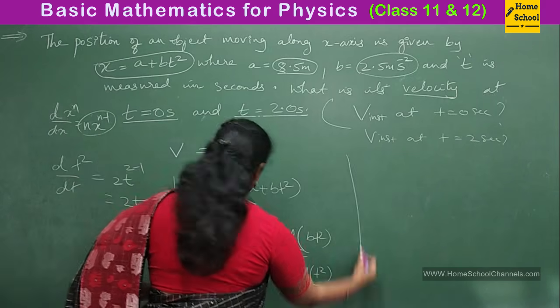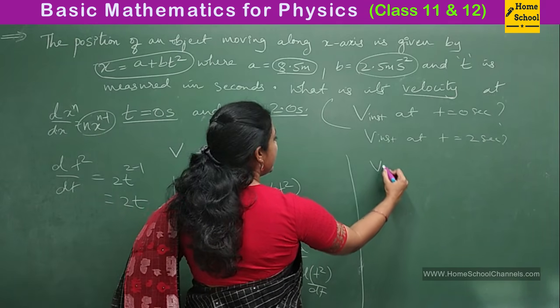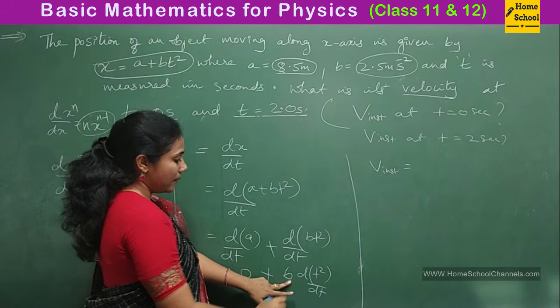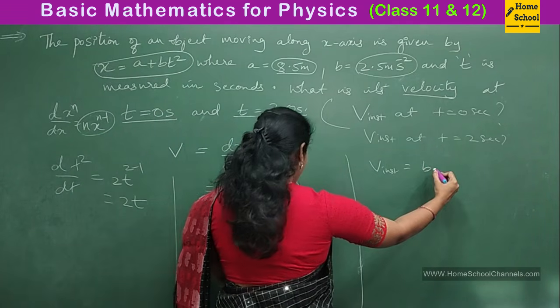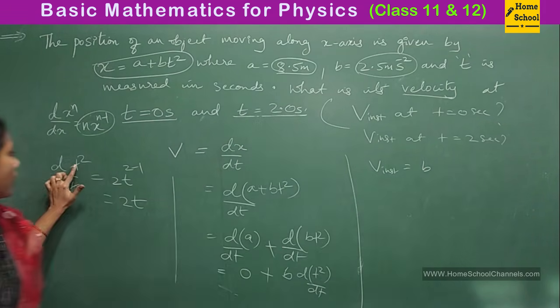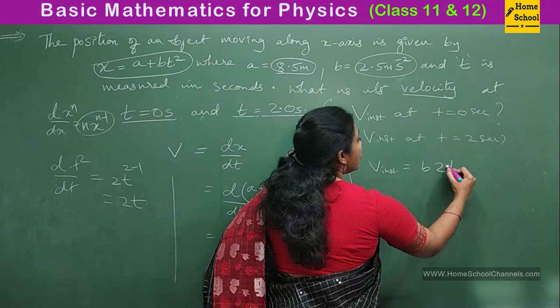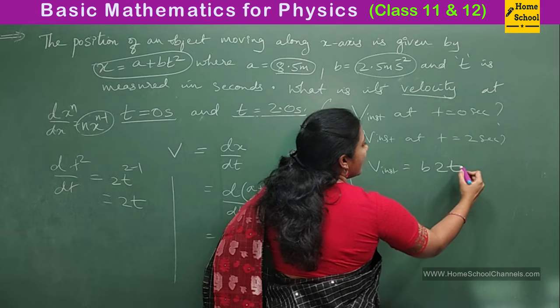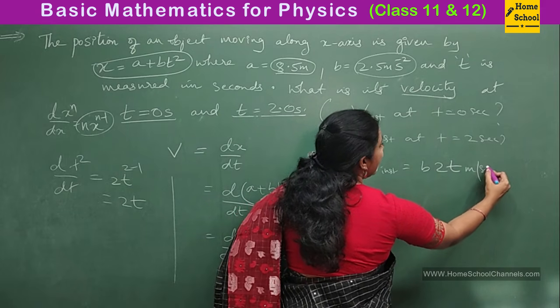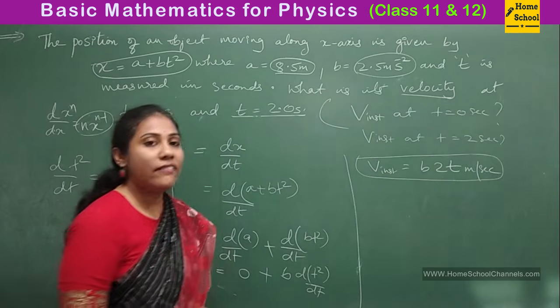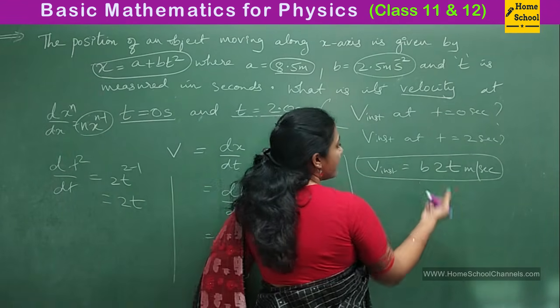Let me write it here. So your instantaneous velocity is equal to 0 plus b into 2t. Differentiation of t square is 2t, right? So b into 2t, in meter per second. So this much is your instantaneous velocity, where t is equal to time.